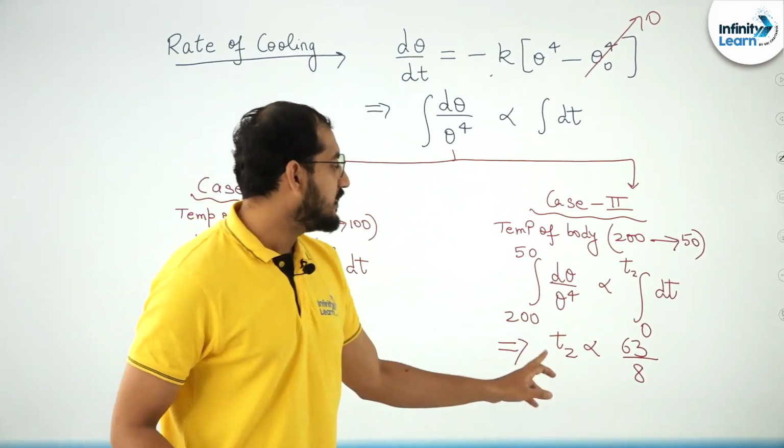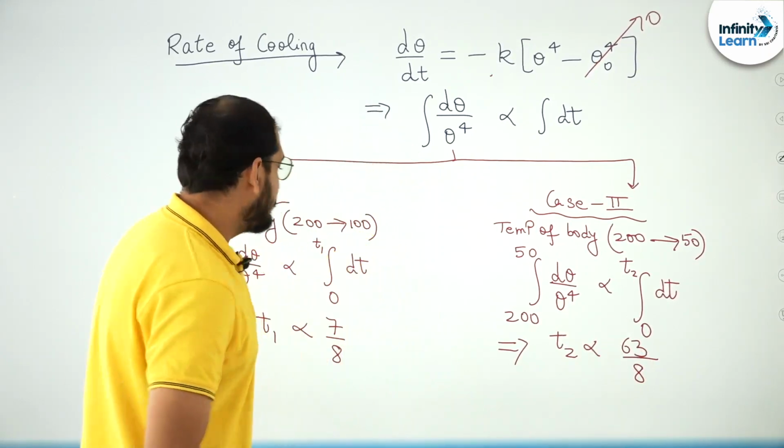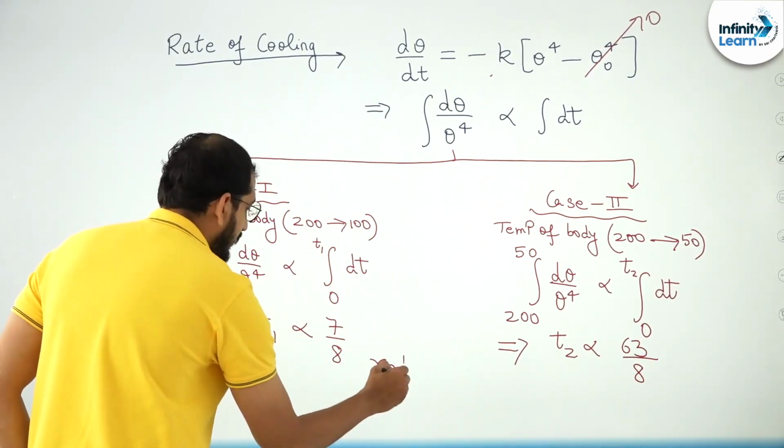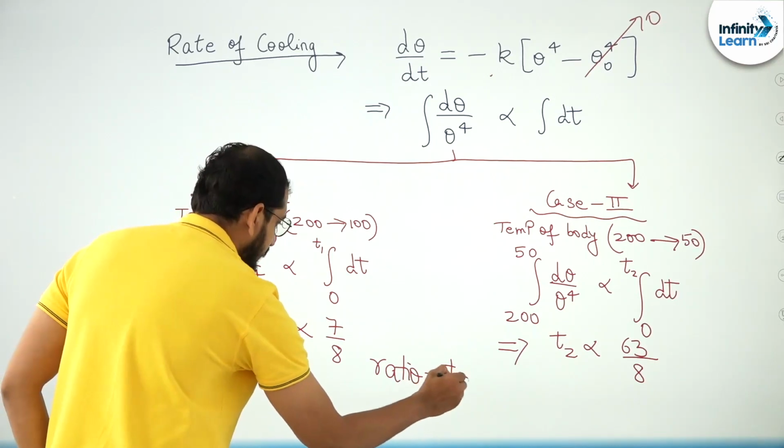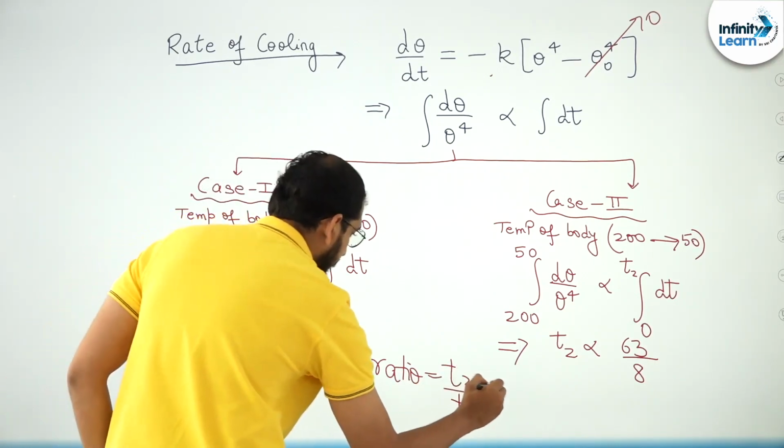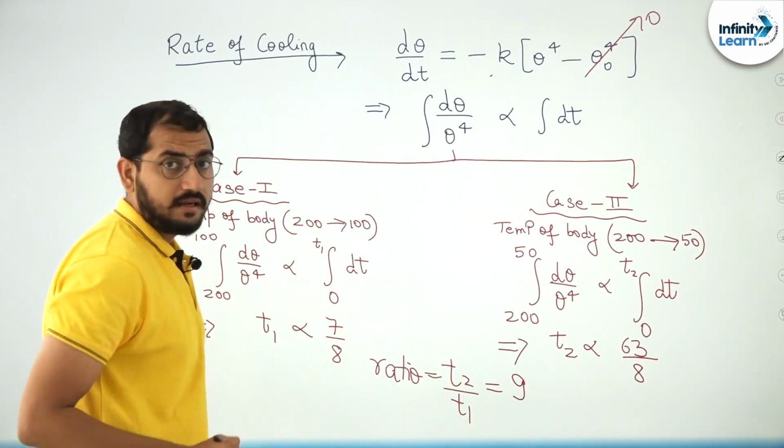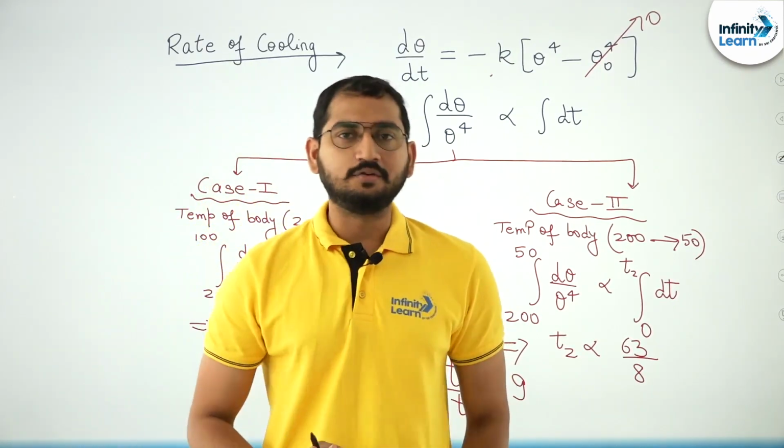After solving, we will get T2 as 63 by 8, and finally if I want to take the ratio of T2 and T1, I will get that number to be 9. So 9 is the correct answer to this question.